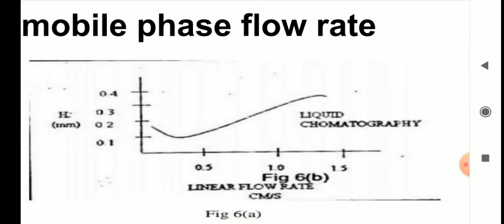As per the graph shown here, at higher flow rate the H value will increase, but if you decrease the slope of the rising part of the curve, the plate height will not rise that much. So in that case you can deploy a little bit higher flow rate for a faster separation.